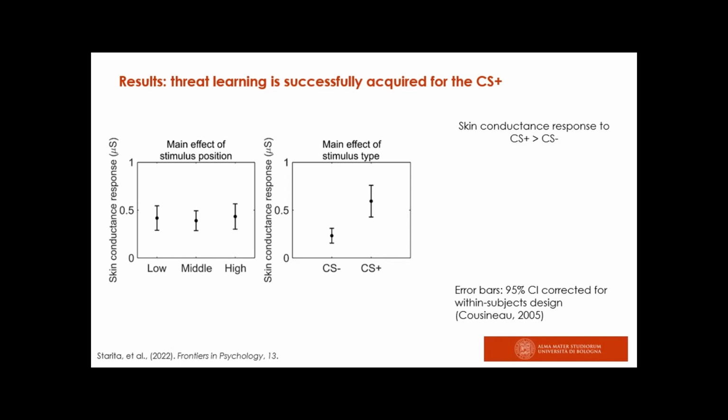And what it suggests here is that indeed there was a conditioned response, or in terms of autonomic modulation, that was produced or that was acquired during the Pavlovian learning. So our participants indeed learned that the CS plus was the one predicting the shock.